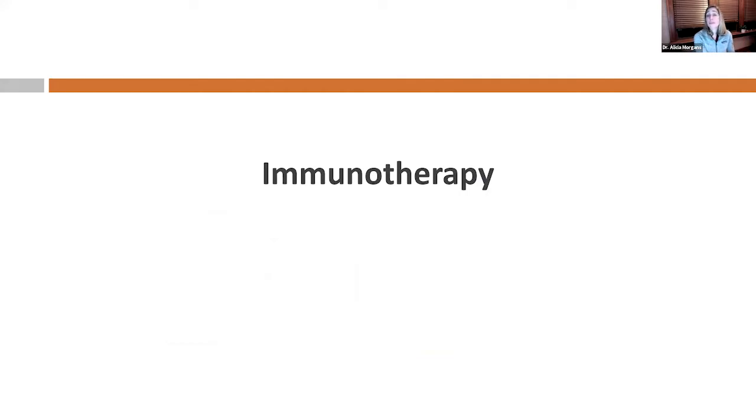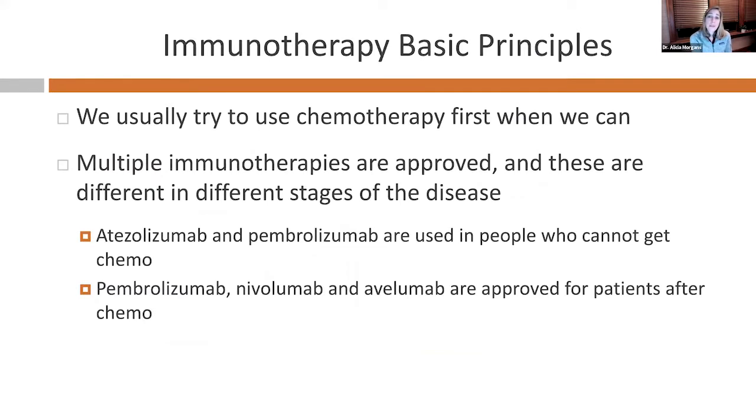So anyone who can get chemotherapy, we try to give it to them first. If they can't get chemotherapy, we use something like immunotherapy. And let's go through that. And I have some immunotherapy basic principles. We usually try to use chemotherapy first when we can. But if we can't, because a person is not going to be able to get chemotherapy for whatever reason, we have the option to use multiple immunotherapies, either first or after we've used chemotherapy and it's no longer working for us. And sometimes we're actually using them together, chemotherapy followed by immunotherapy.